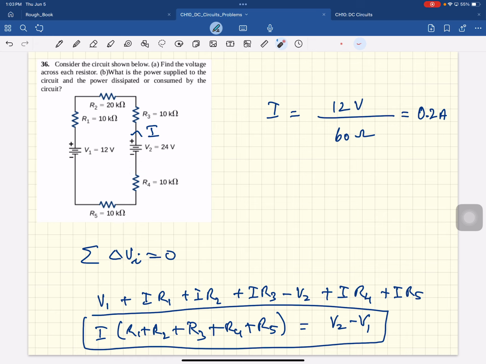What does a negative current mean? It's flowing in the opposite direction. So it doesn't matter how you draw it. If you drew it the wrong way, then you'll just get a negative answer. And in a real circuit, the current is flowing in the opposite direction.